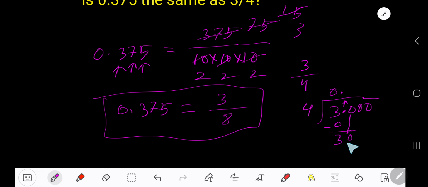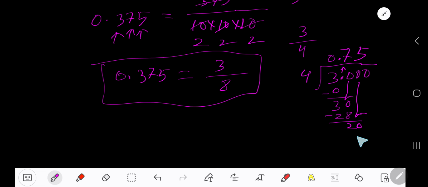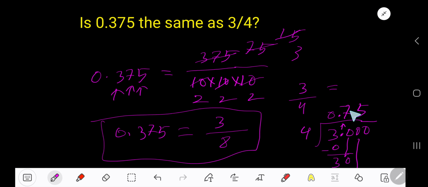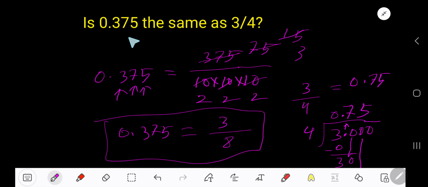4 goes into 30 how many times? 7 times. 7 times 4, 28. Subtract 2, bring down another 0. 4 goes into 20 5 times. 5 times 4, 20. That is, 3 over 4 is equivalent to 0.75, not 0.375.